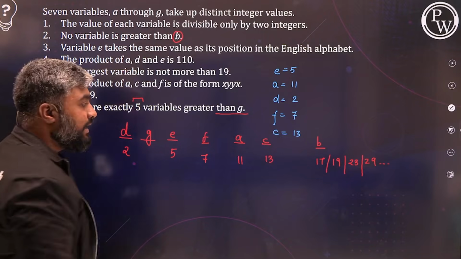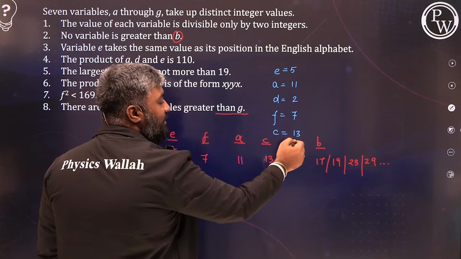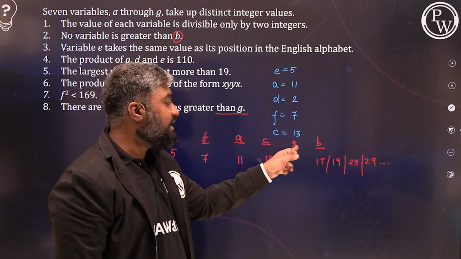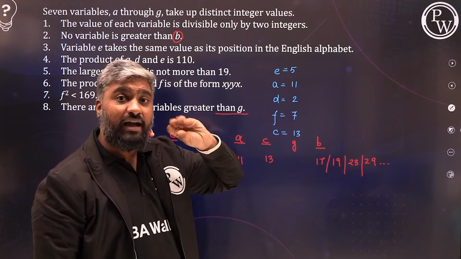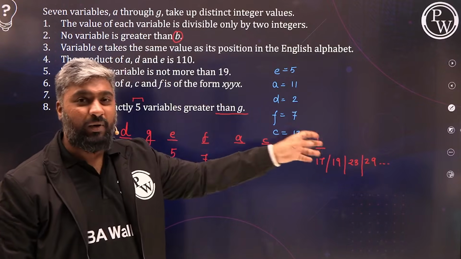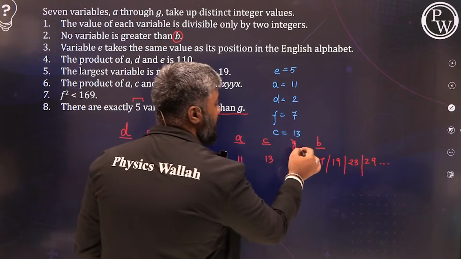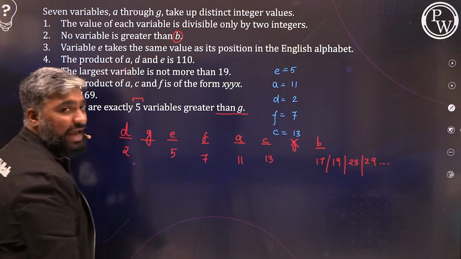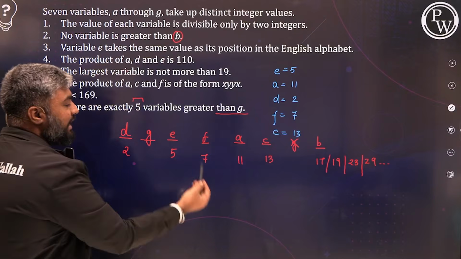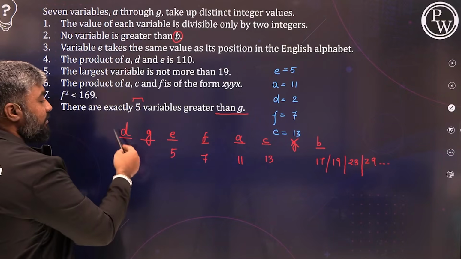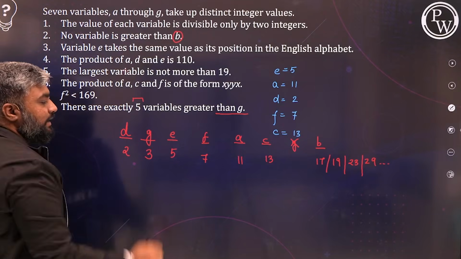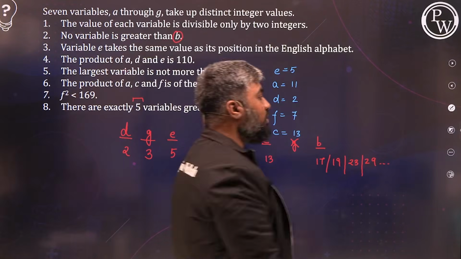Make sense? If, let's say, G is here, what would happen? Obviously G cannot be lesser than 5 other variables. It's only lesser than 1. Doesn't work. Right? So G will not come here. The only place: there is no gap between A and C, no gap between F and A, no gap between E and F, but D and E has a gap, which is 3. Yes.